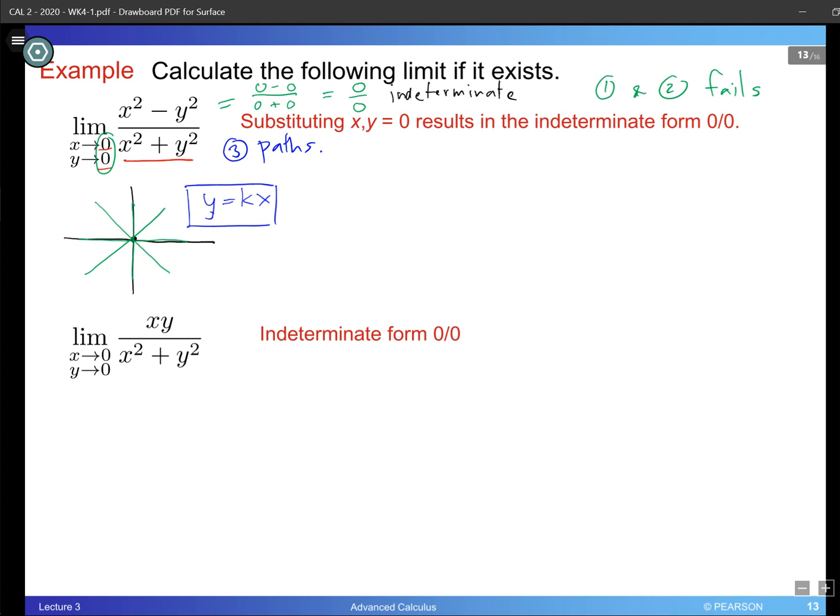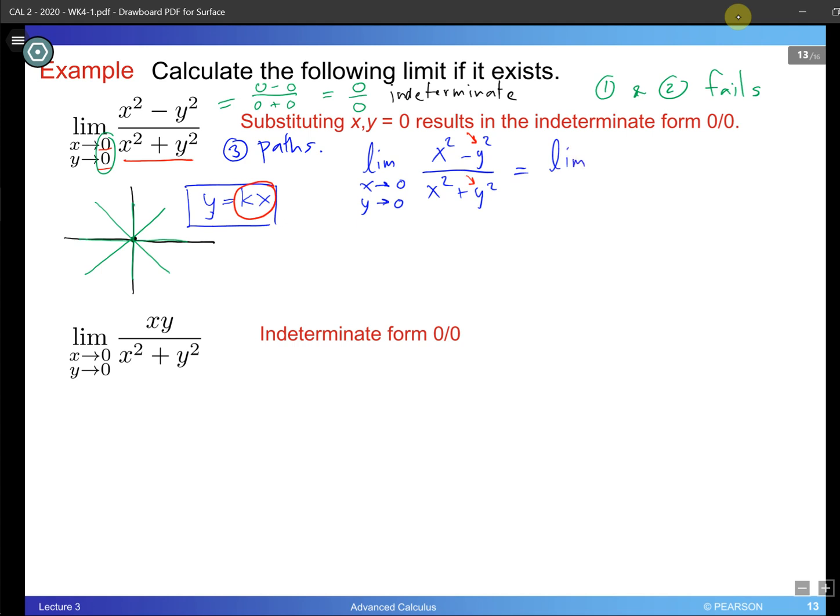So what we are going to do here is to plug this into the function, to substitute this into the function. Okay, so let's take a look here. We have this limit of x approaches 0 and y approaches 0, and here we have x squared minus y squared divided by x squared plus y squared. So we are going to work on this. y is going to be equal to kx, and it's going to go into here and here. Alright, let's work on this.